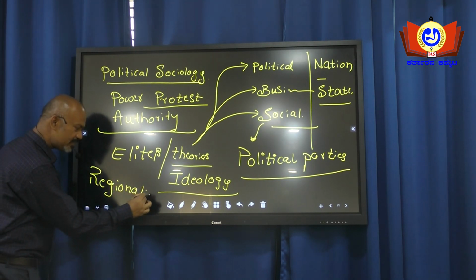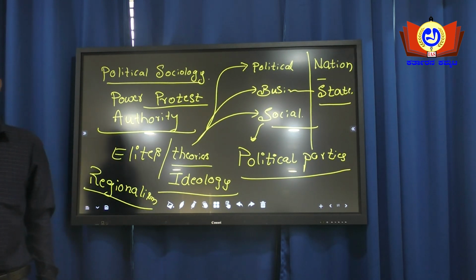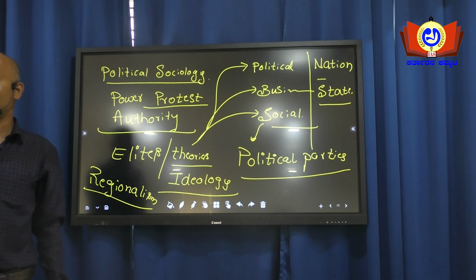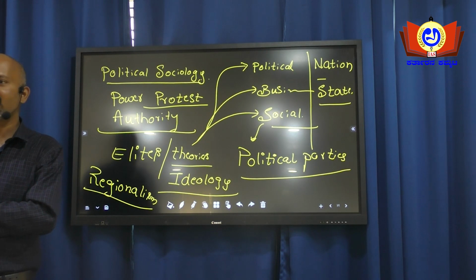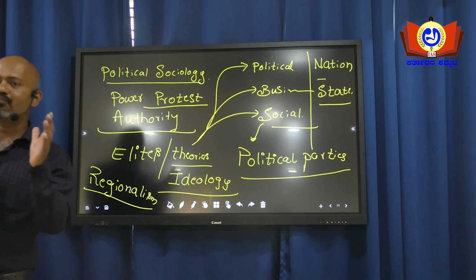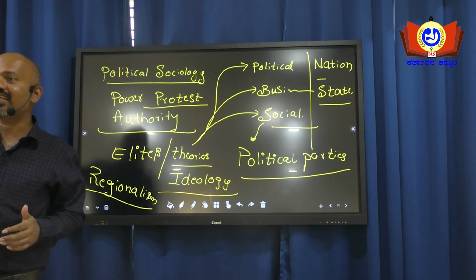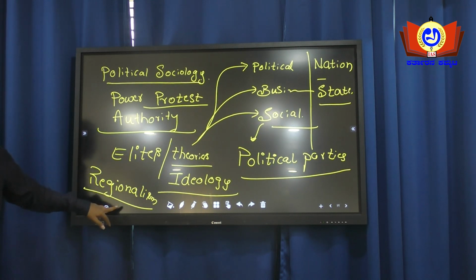Regionalism. What is regionalism? Any idea? Regionalism is intense love towards one's own region. I'm sorry, not religion, region. Can you give an example? These political people get selected from some local areas. They want to promote their own area. If he is an MLA or MP, he wants to promote his own area at the expense of other areas. That is regionalism, intense love towards their own region.